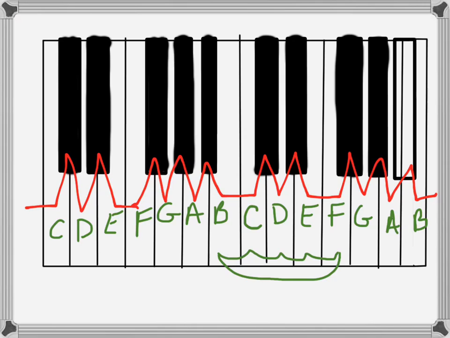Same thing for E. Is there a black key in between E and F? Is there a black key right here? No. So E sharp would be the same thing as F. And F flat would be the same thing as E. C flat would be the same thing as, no, wait, what was it? C flat would be the same as B sharp.